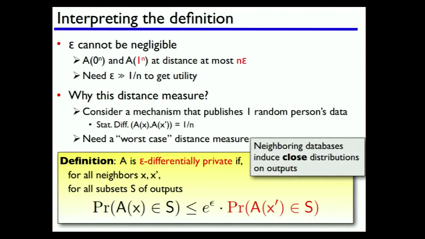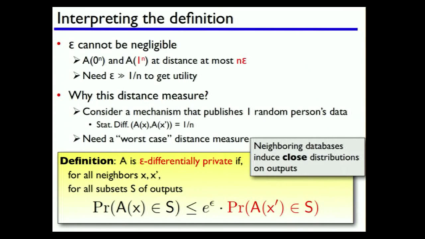The other thing is, why this funny distance measure? Why can't we use something more traditional, like statistical total variation distance, KL, something like that, mutual information maybe? And there are good reasons for that. Let me just consider as a straw man a mechanism that takes my data, and so let's say the U.S. Census corpus. It grabs one person at random and publishes that person's data in its entirety.